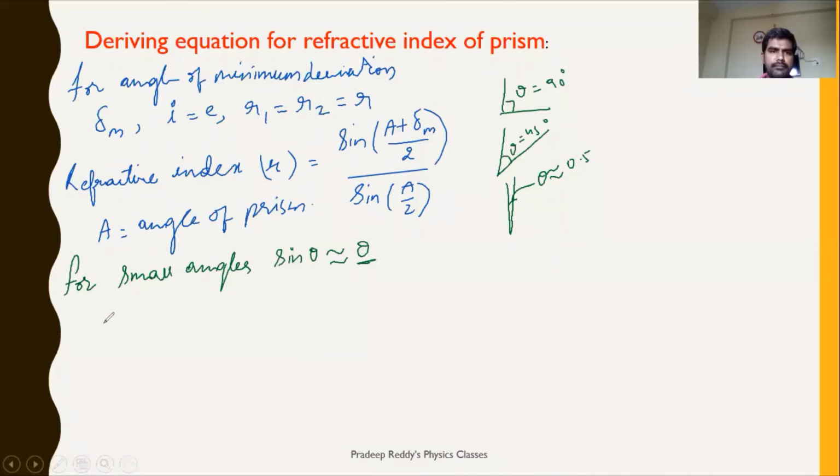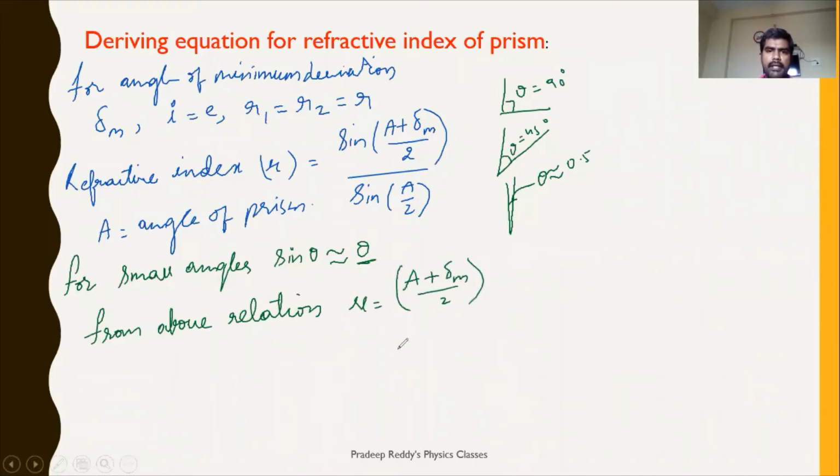Then from the above formula, you can write mu is equal to this. This is a very small angle if I consider. Then in such cases, I can neglect this sine of the angle and I'll simply write it as (A plus delta m) divided by 2 by, instead of taking sine of A by 2, I'll simply take it as A by 2. This 2 and 2 get cancelled. So refractive index mu is equal to (A plus delta m) divided by A.